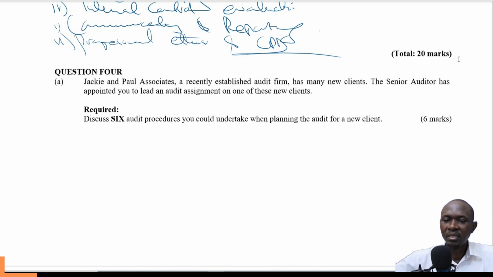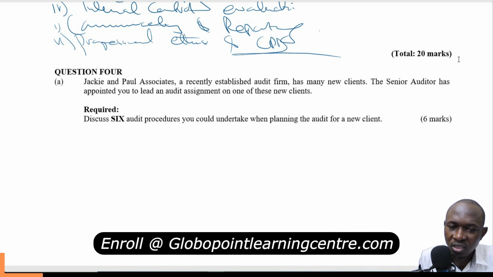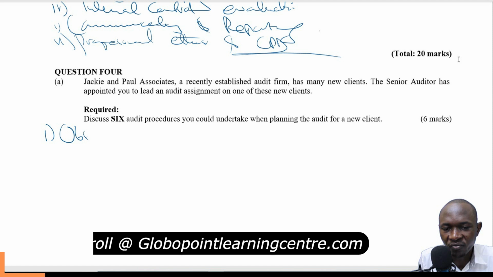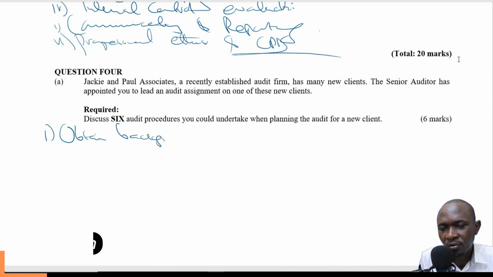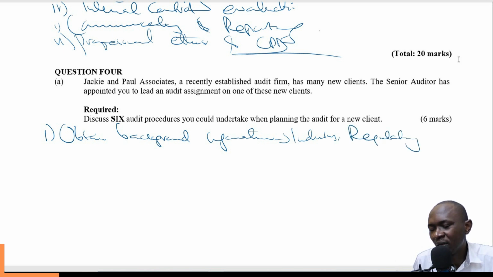Six audit procedures that you could undertake when planning the audit for a new client. Number 1 answer for this is to obtain background information, of the client. And what we are talking about is to look at the industry that this client operates in. Look at the regulatory environment, like if it's CMA, NSC, IRA, of course you have KRA.